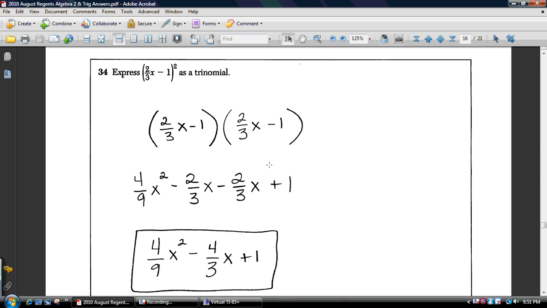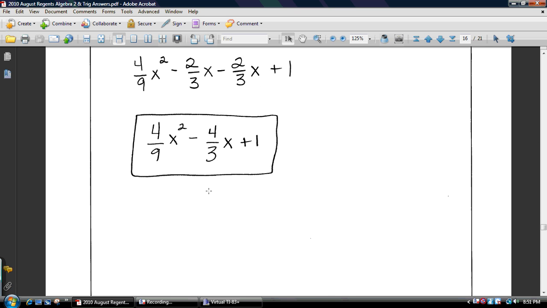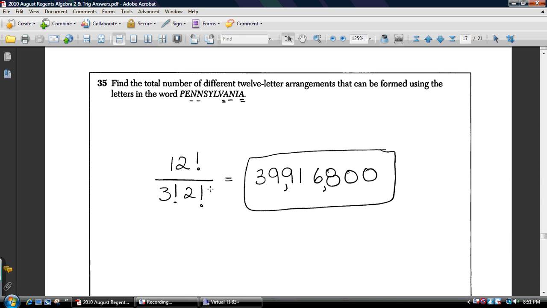I am unsure of why this is worth 4 points. Okay, this is too easy. You just FOIL. 2/3 times 2/3, 4/9. 2/3 times negative 1, negative 2/3 x. Negative 1 times 2/3 x, that. And negative 1 times negative 1 is 1. And then you subtract these two, it's negative 4/3. That's it. It's a piece of cake. Too easy.